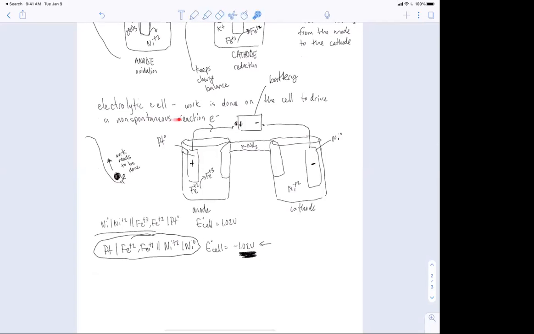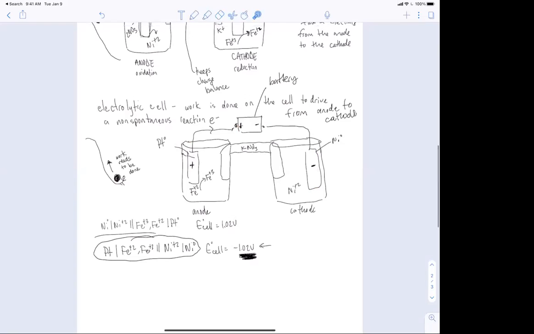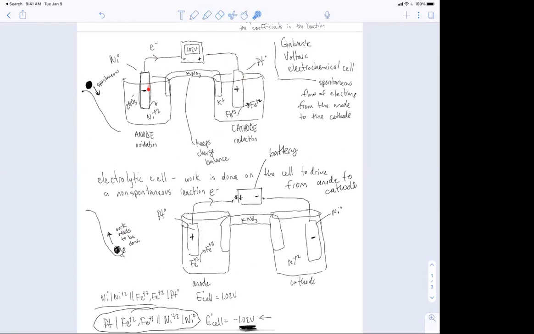And so that's what we're talking about here. So work is done in the cell to drive a non-spontaneous reaction. It should be, we can say, from the anode to the cathode. And that's really the only difference between a galvanic and electrolytic cell. You're just forcing things to go in the opposite direction. This is something that's happening spontaneously.